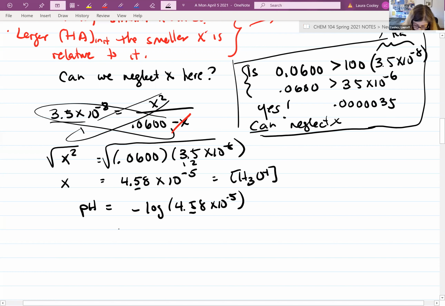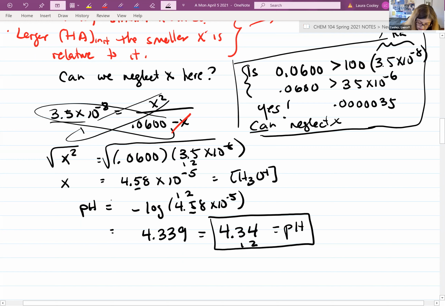4.339. But I only have 2 sig figs here, so I'll have to round this to 4.34 so I can have 2 sig figs after the decimal point. So that's the pH. Now, I haven't really talked about the pH scale yet, but maybe you already know this is below 7. So this is on the acidic side of the pH scale. We'll talk more about that in a minute. That's the pH. This is the H3O plus concentration.